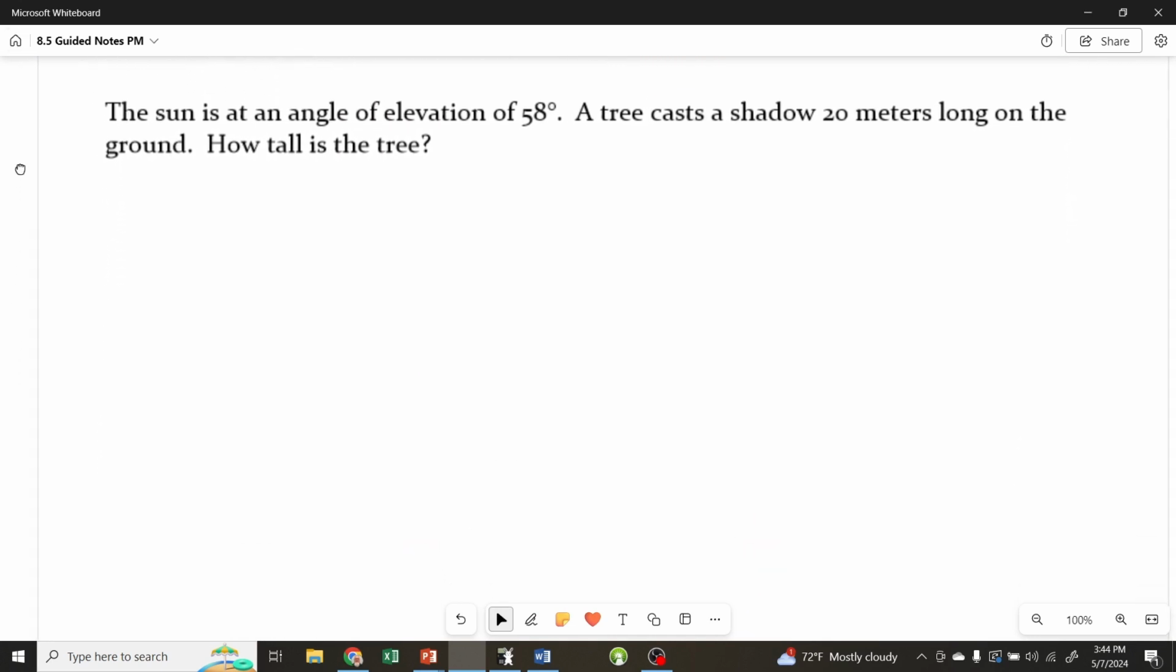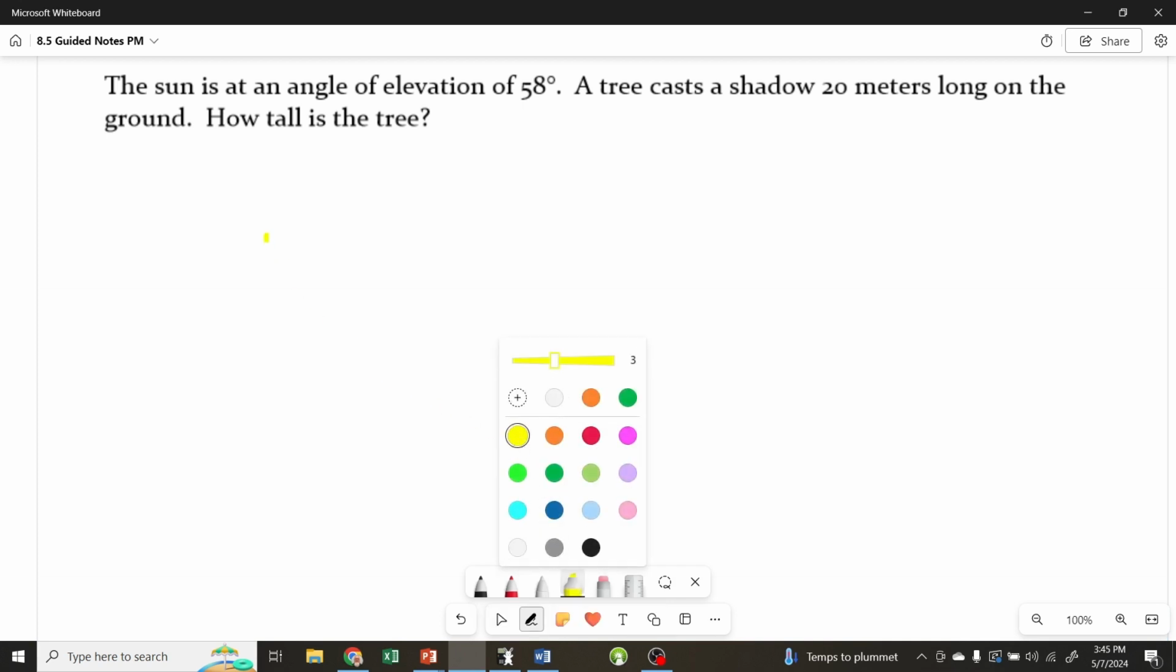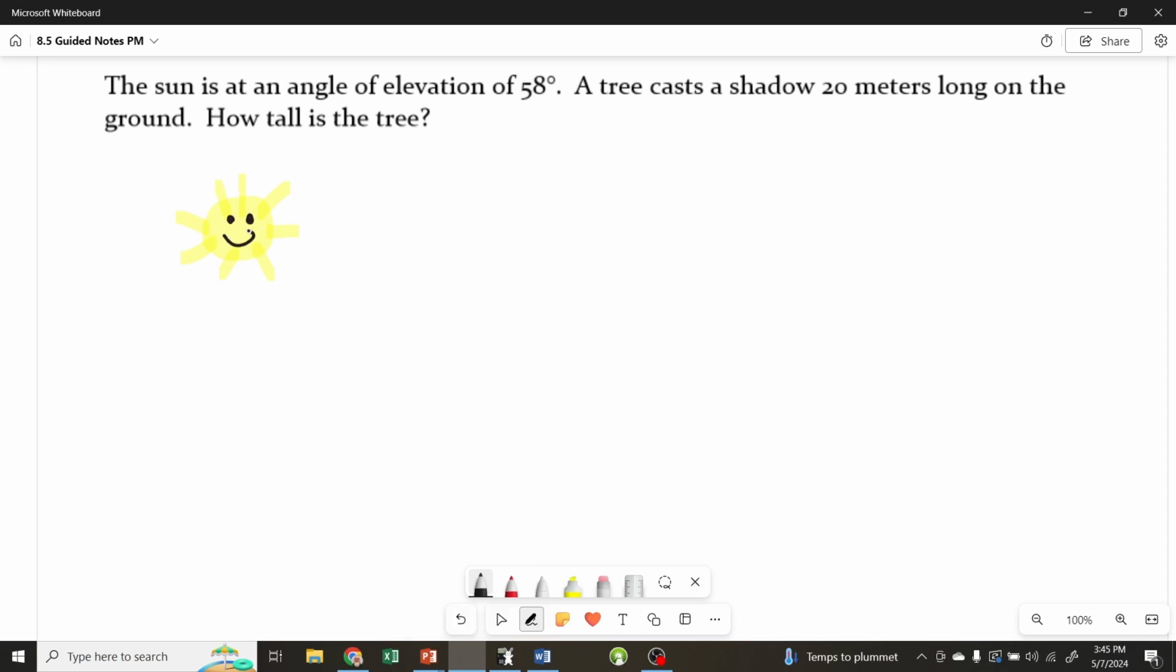Now these other two problems we had a picture. In this problem we have no picture. So one of the things that helps to do with these type of problems is you sketch a drawing. So we're going to do that right here and now. So I'm going to draw the sun. And in my best Bob Ross style, he's a happy sun. And next is going to be my tree. So I need to draw a tree.